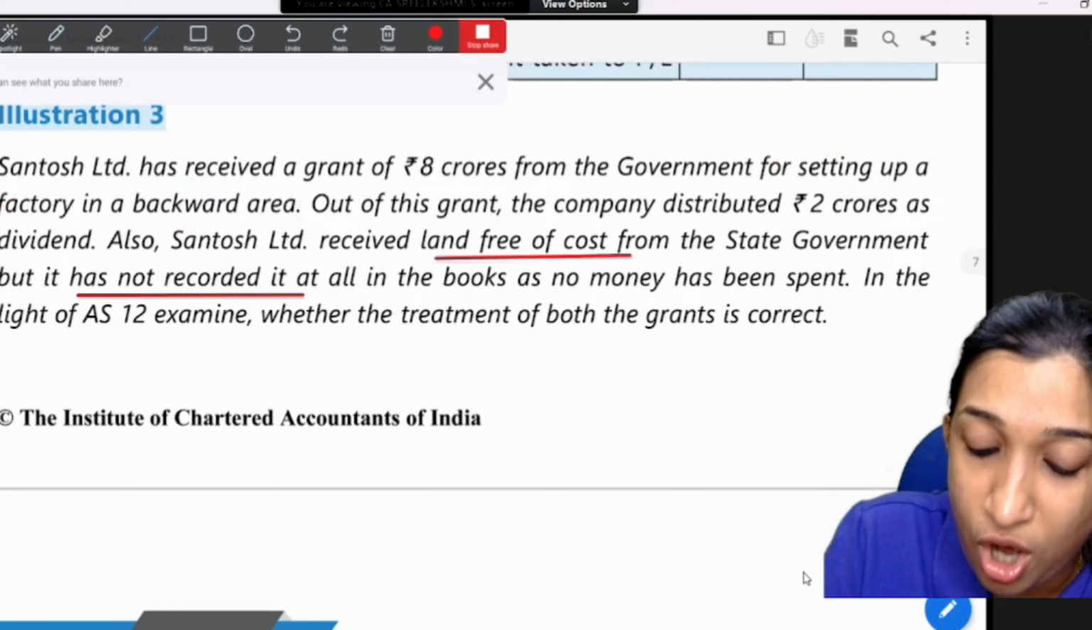Are you okay? So generally, if no cost is given, it will be spread over. If the condition period is 5 years, grant income will also be spread over 5 years. Did you get that point?